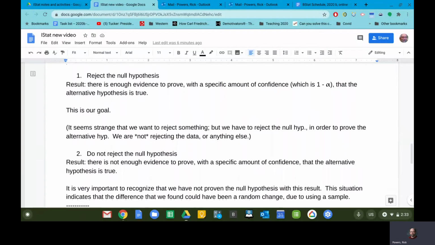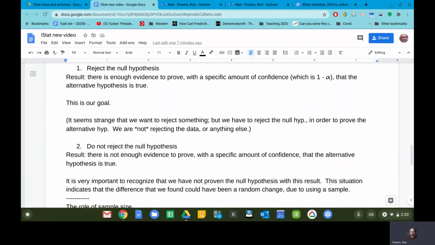Option number 2, do not reject the null hypothesis. Result, there is not enough evidence to prove with a specific amount of confidence that the alternative hypothesis is true. It is very important to recognize we have not proven the null hypothesis with this result. This situation indicates the difference that we found could have been a random change due to using a sample.